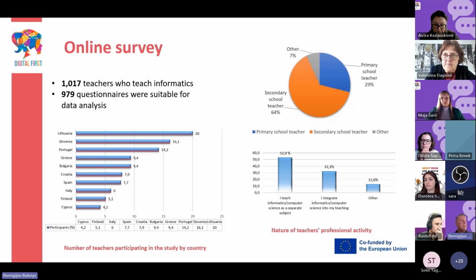Most of the survey participants were teachers from Lithuania, Slovenia, and Portugal, and most of them are secondary school teachers, and 29% are primary school teachers. Most of the teachers from the 10 countries who participated in the study teach informatics, computer science as a separate subject, and 1/3 of the teachers integrate informatics and computer science knowledge in their teaching practice.